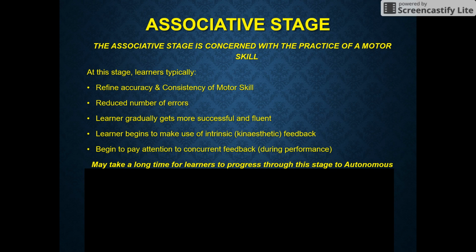At this stage, learners typically refine accuracy and consistency of motor skill, reduce the number of errors they create compared to the cognitive stage. The learners will also gradually get more successful and more fluent in the skill, and they will also begin to make use of the intrinsic feedback. That is, as the players refine their skill, they make fewer and smaller errors due to their ability to recognize those errors and make necessary adjustments for improvement of the skill. They're also able to begin to pay attention to concurrent feedback. That's feedback during performance. And the associative stage of learning usually takes a long time, but some performers can stay in this stage for years depending on their level of ability, and some may never actually reach the autonomous stage.